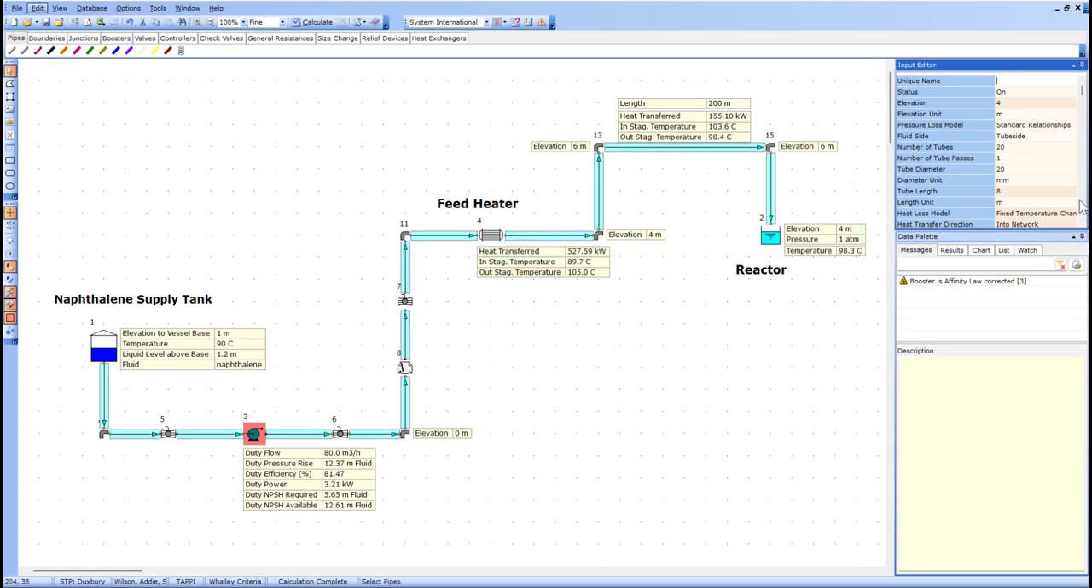Adding 25 millimeters of mineral wool reduces heat loss from 155 kilowatts to 16.27 kilowatts over the 200-meter run. Increasing the insulation to 50 millimeters reduces it further to around 10 kilowatts, allowing the naphthalene to arrive at the reactor at approximately 105 degrees Celsius, essentially maintaining the heater outlet temperature. This demonstrates how effective insulation can be.